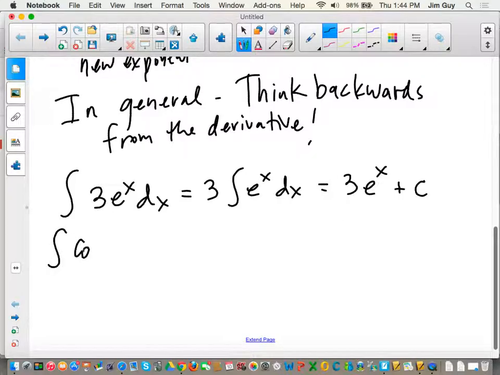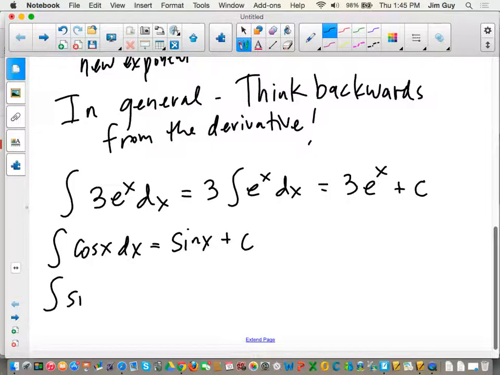This one. All right, what's that one? You got it. So this is one you've memorized. Don't forget your plus c.